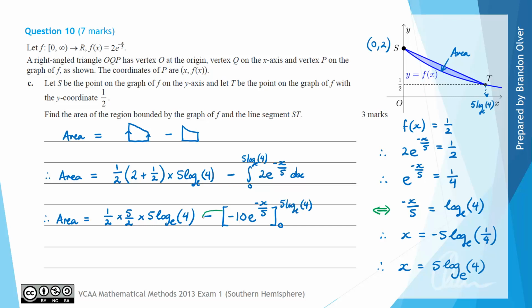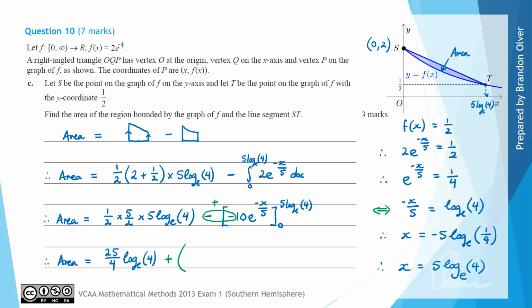And now on our next line, we're going to treat these two negatives as a positive, because they are consistent throughout our working. So when we subtract a negative number, it's the same as adding it on. So therefore the area that we're interested in finding is going to equal a half times a fifth is going to be 5 on 4 times 5 log e of 4, which gives 25 on 4 times log e of 4.